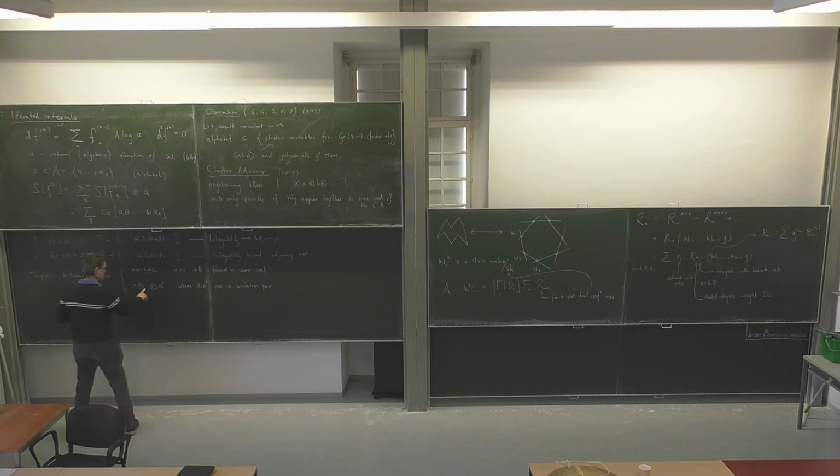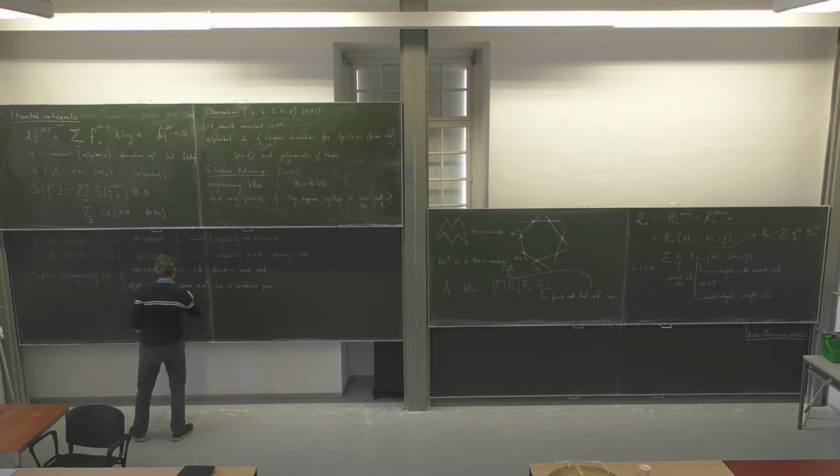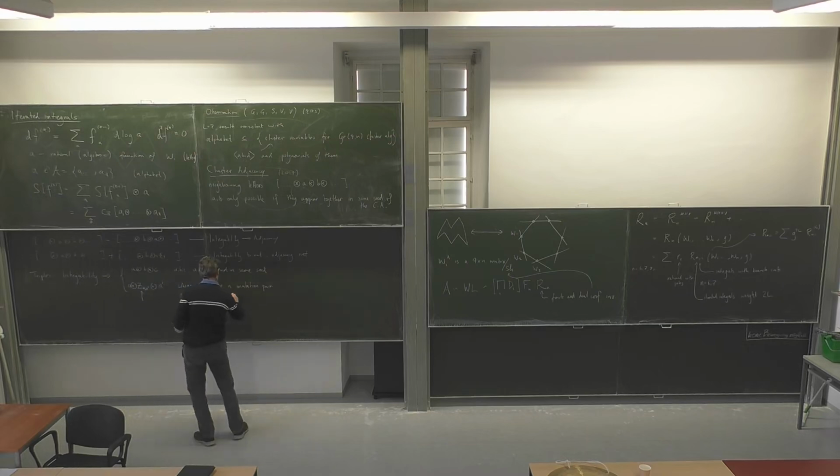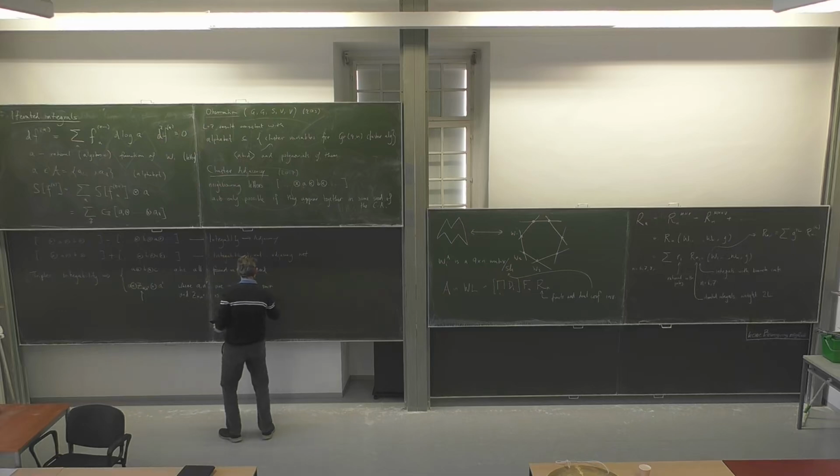And the thing in the middle, I called it Z. It has to be the edge variable, Z. Let me say Z, A prime. It's the edge variable associated to this mutation.